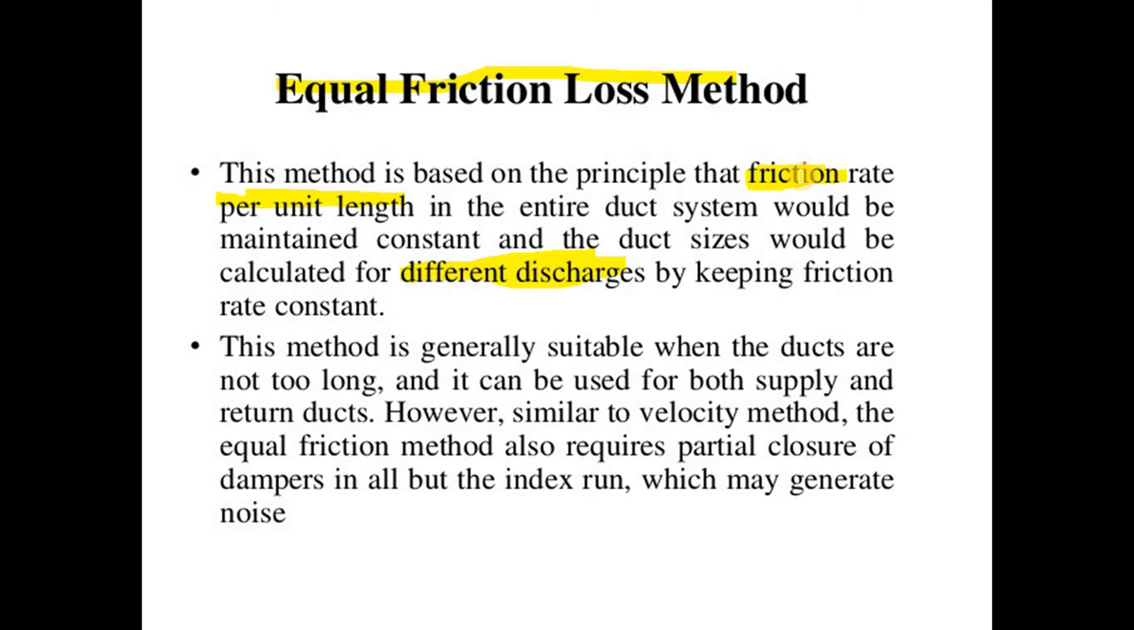In the equal friction method, we must maintain firstly the friction per unit length throughout the duct, and secondly the proper discharge throughout the duct system. These are the important two parameters. This method is generally suitable when the ducts are not too large, and it can be used for both supply and return ducts. However, similar to the velocity method, the equal friction method also requires partial closure of the dampers in all but the index run, which may generate noise.